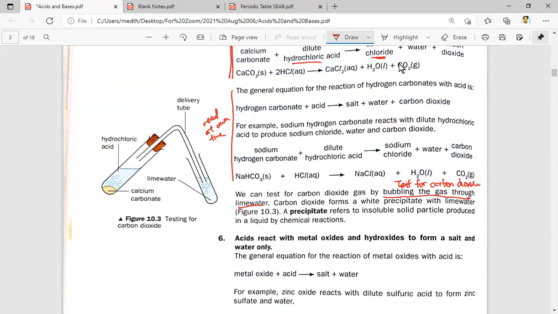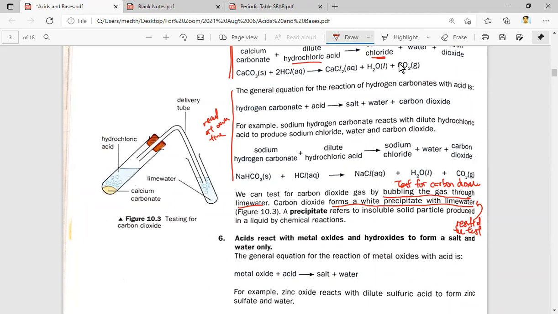Now, if carbon dioxide gas is really present, you form a white precipitate with lime water. This is the result of the test. So the test for carbon dioxide is achieved by bubbling the gas through lime water. How do I know that carbon dioxide gas is really produced? It's when it forms a white precipitate with lime water.